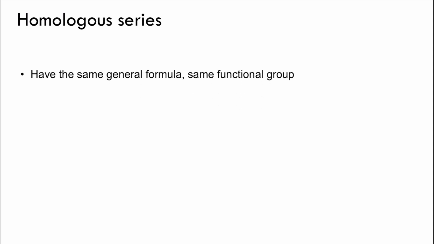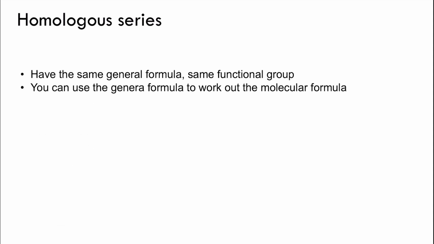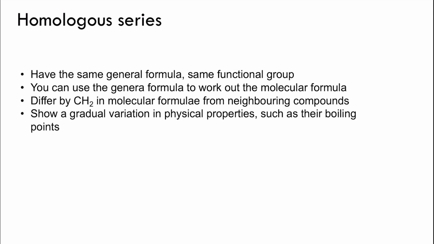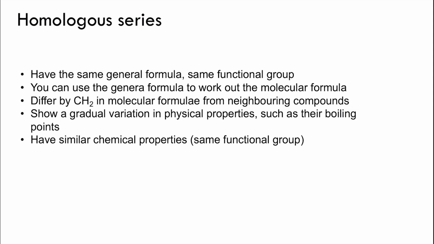Homologous series. A homologous series is a number of compounds which have the same general formula and the same functional group. We can use the general formula to work out the molecular formula of any member of the homologous series. They differ by CH2 in their molecular formula from neighboring compounds, and they show gradual variation in their physical properties such as melting point and boiling point. However, because they have the same functional group, they share the same chemical properties and the same reactions.